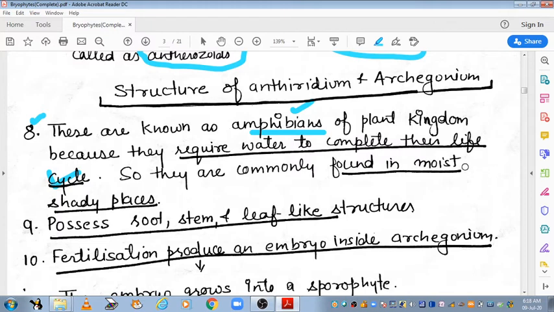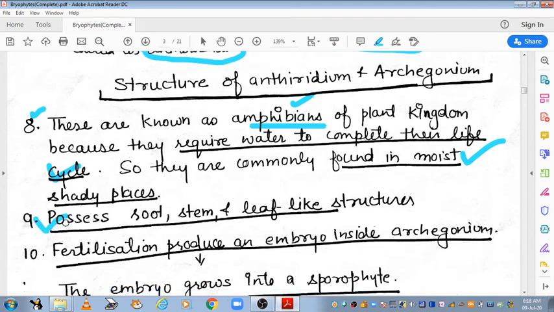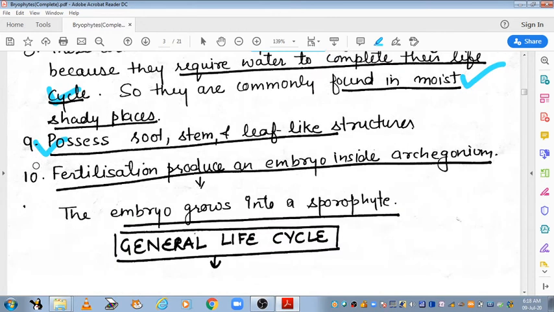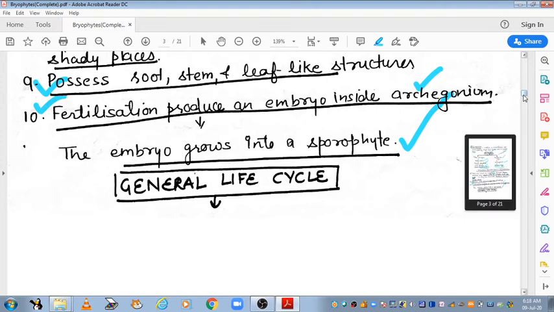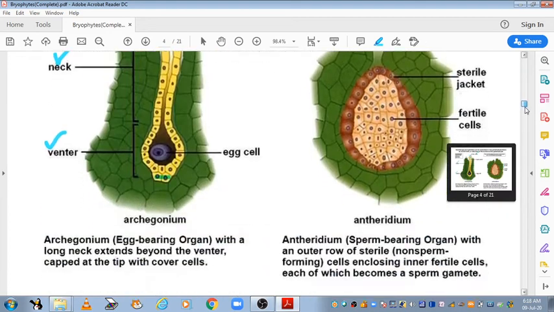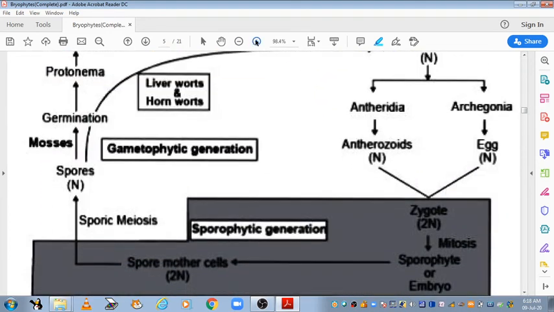That is why they are found in moist and shady places where moisture is there to help them to complete their life cycle or help them in fertilization. They possess root, stem, leaf like structures. Fertilization produces an embryo inside the archegonium. The embryo then grows into sporophyte. Now let's move to the general life cycle of these plants.